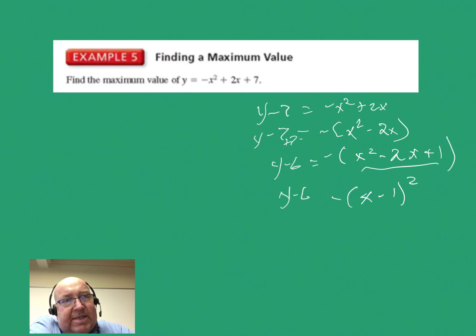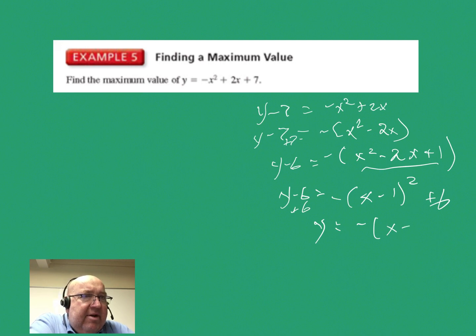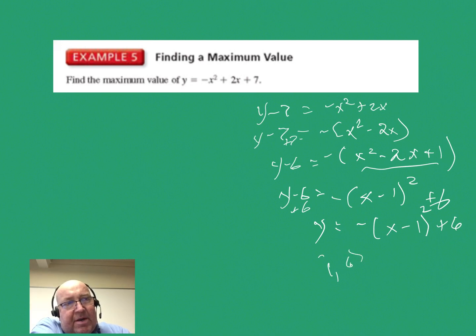Y minus 6 equals, we're going to add our 6 to both sides, and we're going to get y is equal to this. Now, because of the negative sign in front of our square term, we know that this parabola is going to open downwards, so we're going to have a maximum, and our vertex is 1 and 6, and our maximum is 6.